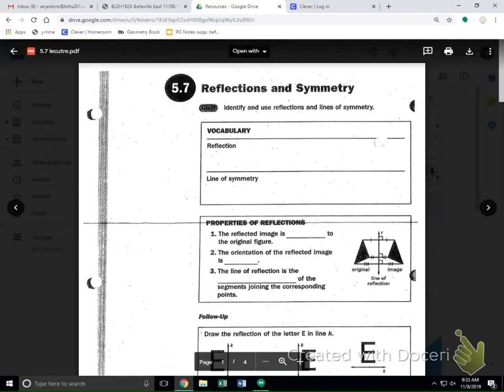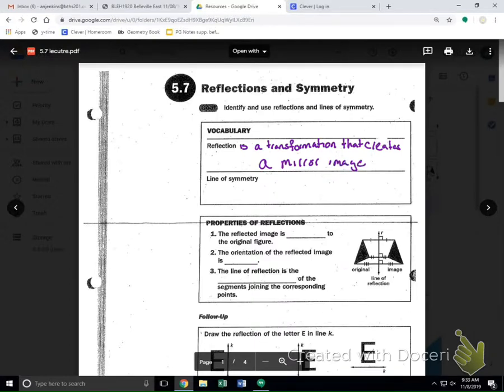So today we're doing 5.7, reflections and symmetry. The goal today is to identify and use reflections and use lines of symmetry. So a reflection is a transformation that creates a mirror image.